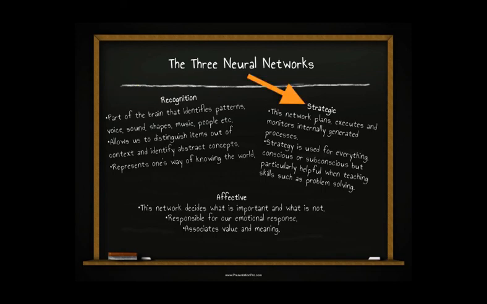The strategic network processes actions and plans. It is important that we reach this network so we can understand how students learn, process, and execute their goals. When designing our curriculum, we should take the strategic network into consideration when organizing our materials and asking the students to perform tasks. The affective network processes emotions.